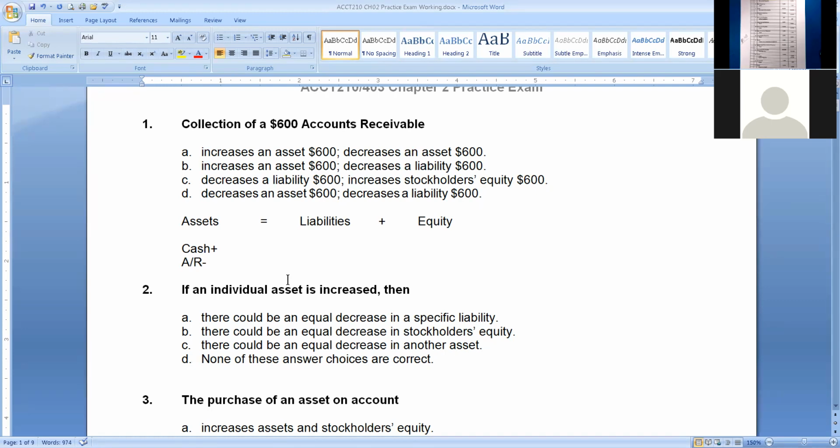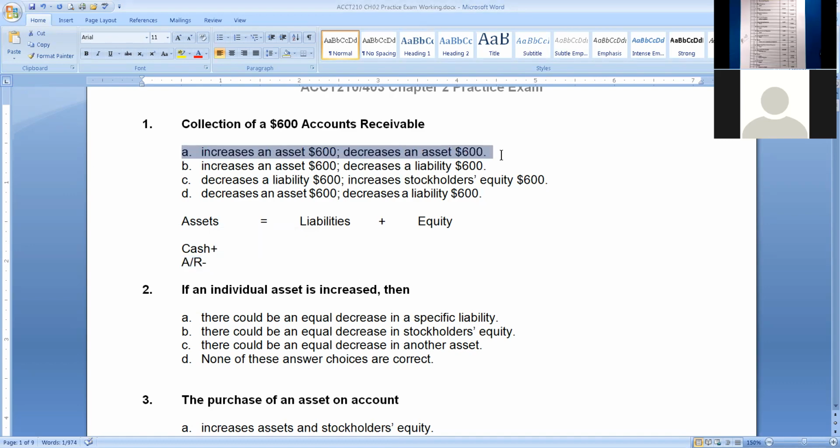A, B, C, or D? You can put it in the chat too. Let's pull up chat. Oh, no, the chat is something different. B. Nope. Cash is an asset. Accounts receivable is an asset. So it's A.